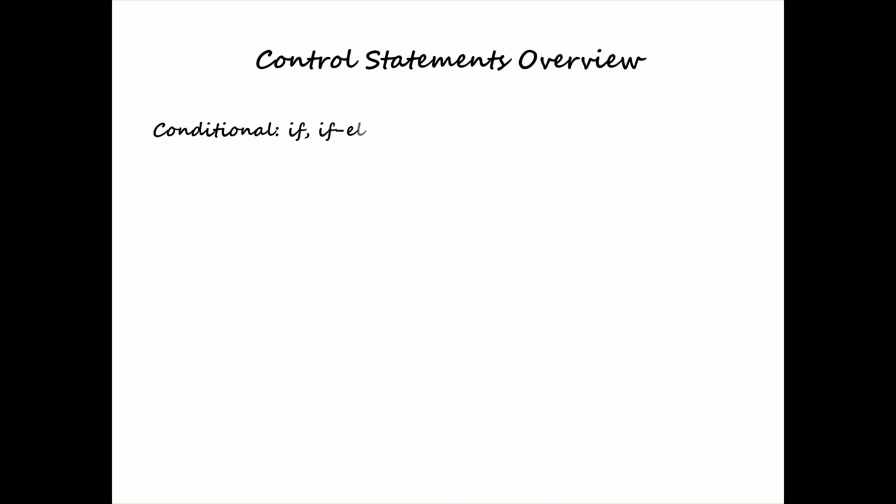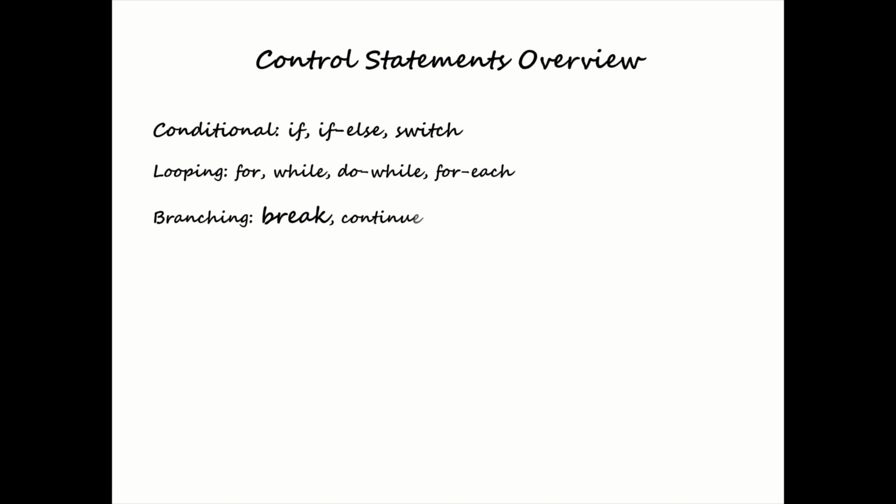Let's see what control statements we have in Java. They are mainly categorized into three categories. One is conditional, where we have if else and switch. Then we have loops, that is for, while, do while, and for each. Then we have branching: break, continue, and return. Let's start with the first one, conditional: if, else if, nested.